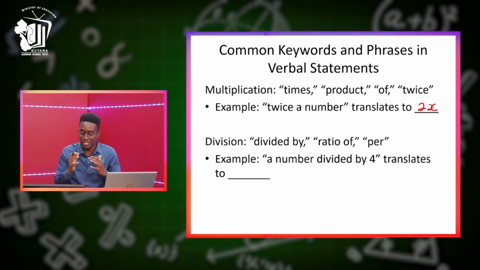And next one, division. For division, we will see phrases such as divided by, ratio of, per. For example, a number divided by 4. We don't know what the number is, so we can say b divided by 4. And that is how we represent that statement.